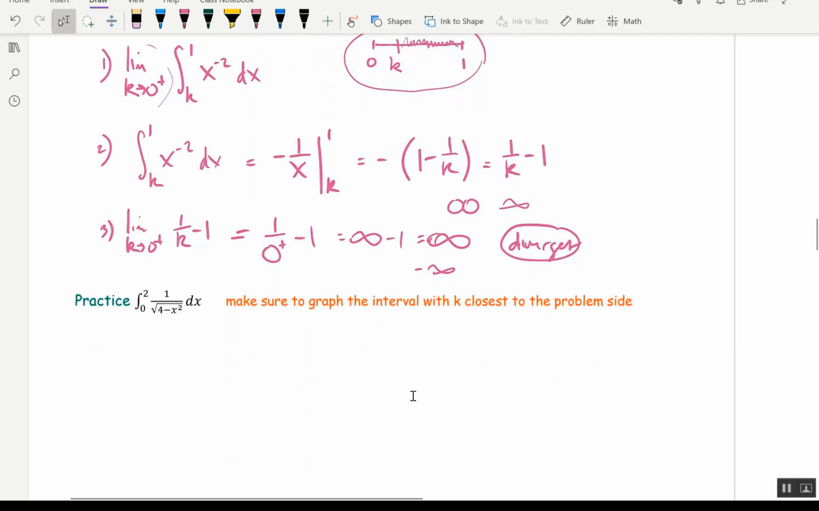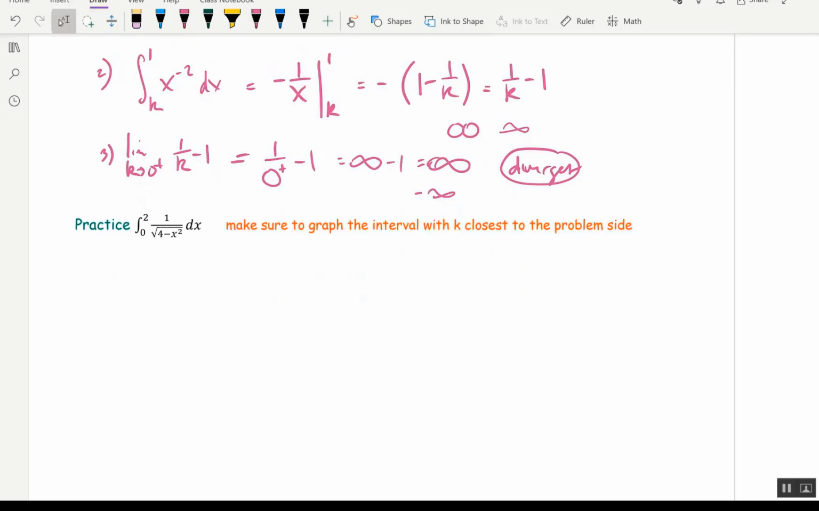Okay, so practice. Pause the video, do this one, and then come back. Okay, hopefully you did it, and hopefully you got pi over 2. All right, so let's look at this guy. There's no problem at 0, because when I put 0 in for x, I get 1 over the square root of 4, no problems there. But when I put in 2, 2 squared is 4, I'm dividing by 0. So now the problem is at the upper limit.